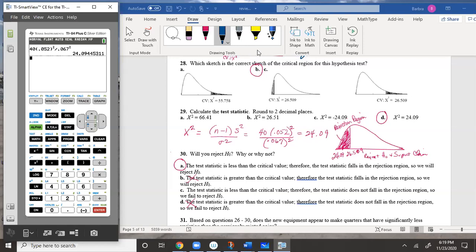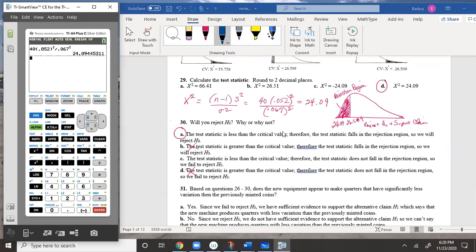Okay. So the first several problems we did were forming a conclusion by comparing the p-value to the significance level. But here we're comparing the test statistic to the critical value. So because the test statistic is less than the critical value, the test statistic falls in the rejection region, so we will reject the null.